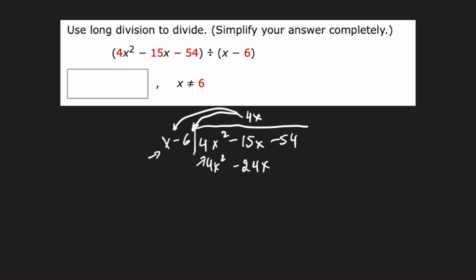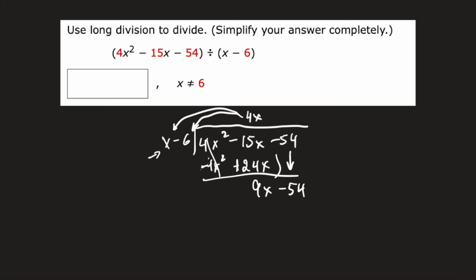Now, with long division, we have to subtract this polynomial. In other words, we have to change the sign of everything that's inside. So this will become negative and this becomes positive if we just distribute the negative. So these would cancel as we would expect. Negative 15 plus 24x is 9x. Now I'm going to bring the negative 54 down and repeat this process.